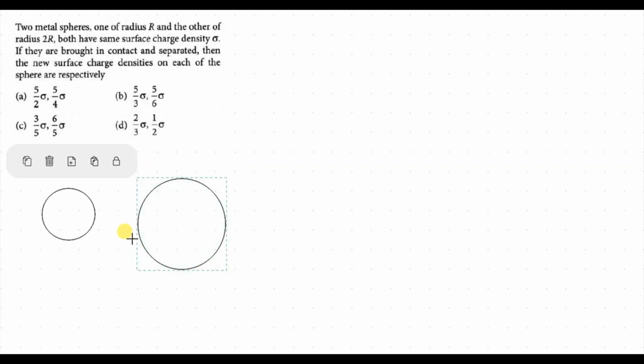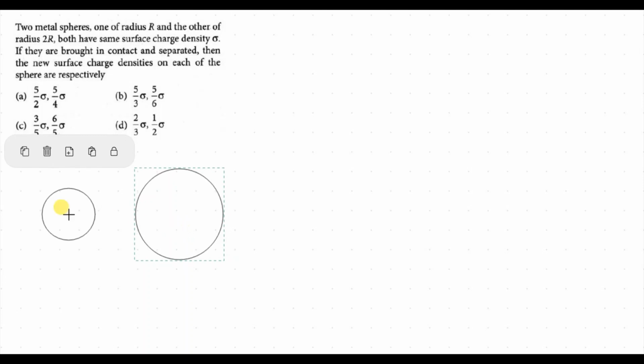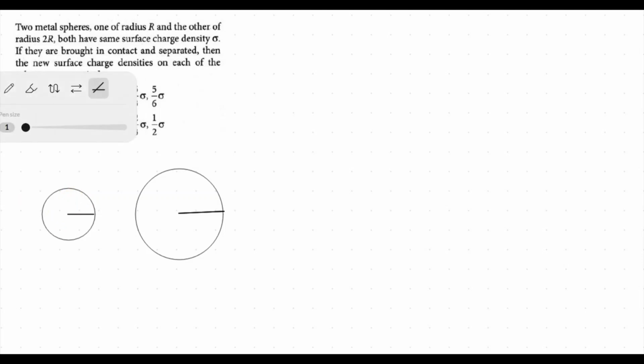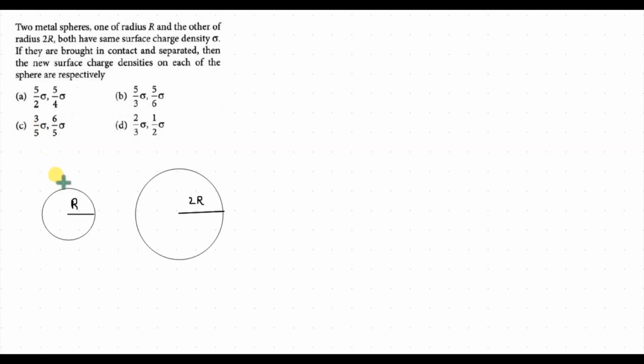Okay, these are the two spheres. Now this particular sphere is having radius r and this particular sphere is having radius 2r. Okay, so I'm just writing the things. This is having radius r and this is having radius 2r. Both have the same surface charge density sigma. So the charge density for this sphere and for this sphere both are sigma. And now I'm making them in contact with each other.